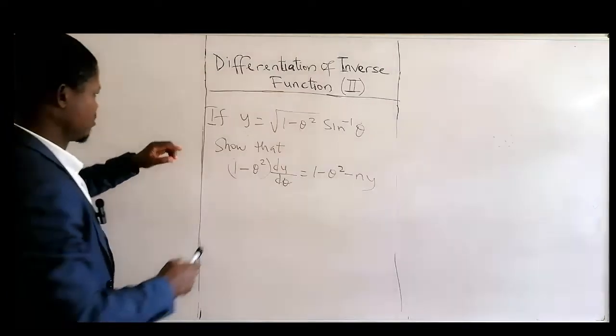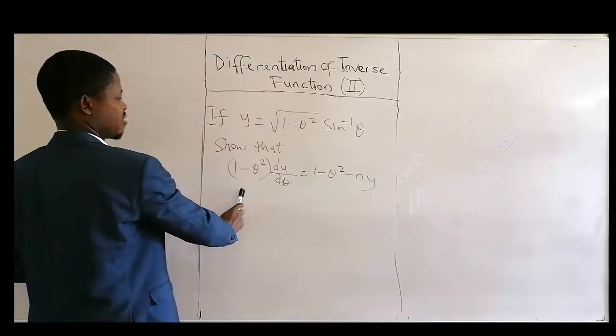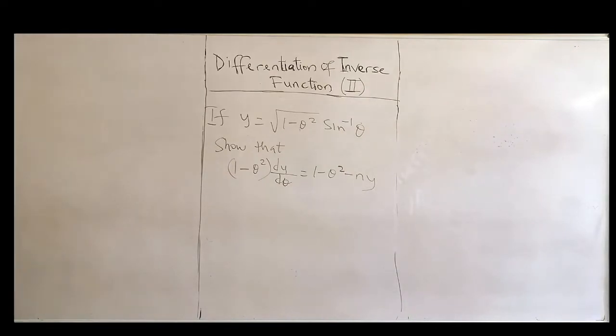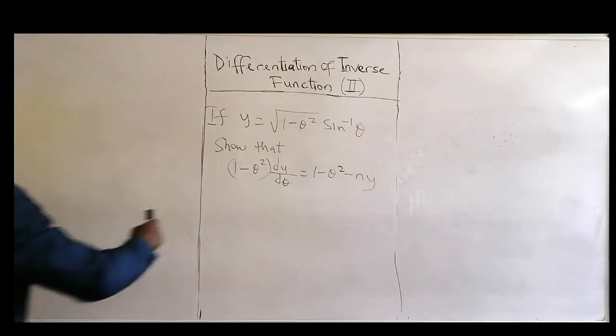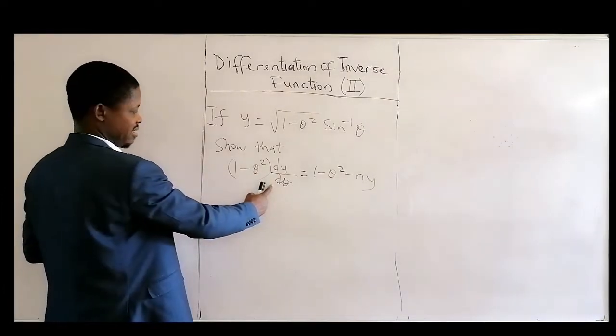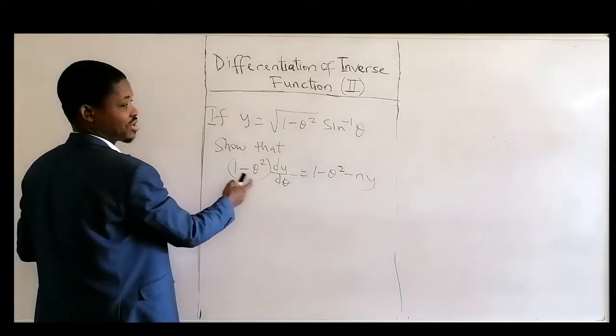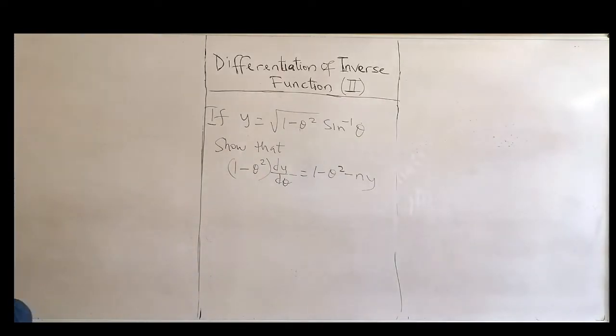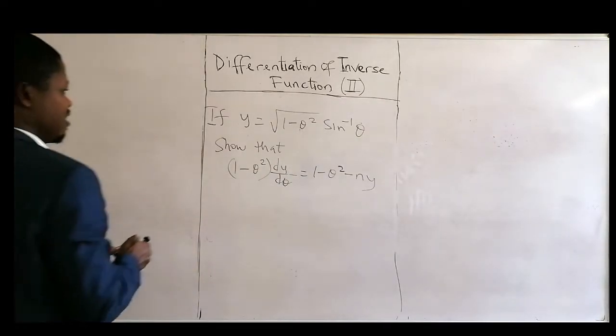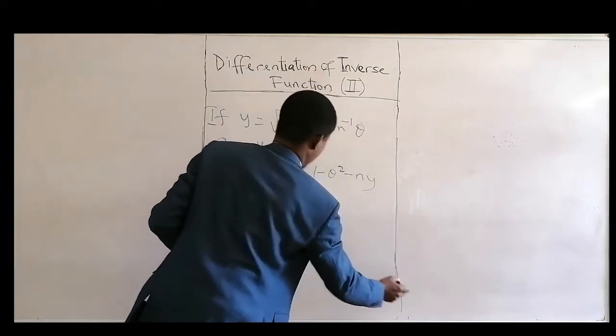So if y is equal to this, show that this one is equal to this one. When you are showing something, you need to observe what you have. You can see dy dx. And then after that, they multiply dy dx by this expression. So we need to get the dy dx first. That's the first thing we have to do here.